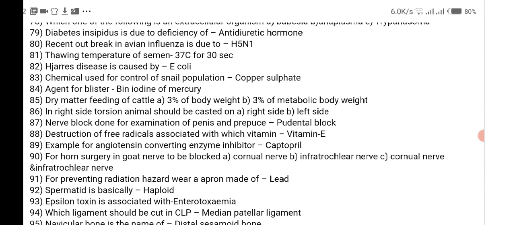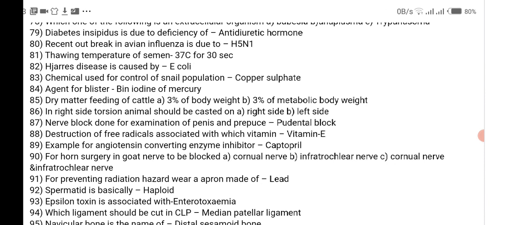Example of angiotensin converting enzyme inhibitor is captopril. For horn surgery in goat, nerve block can be the cornual nerve block. For preventing radiation hazard, wear an apron made of lead.